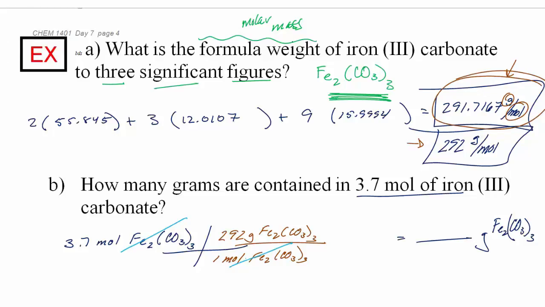So 3.7 times 292, I get about 1080.4. If I want to report my answer to the correct number of significant figures, just 2 digits, I would have to report that as 1.1 times 10 to the third grams.